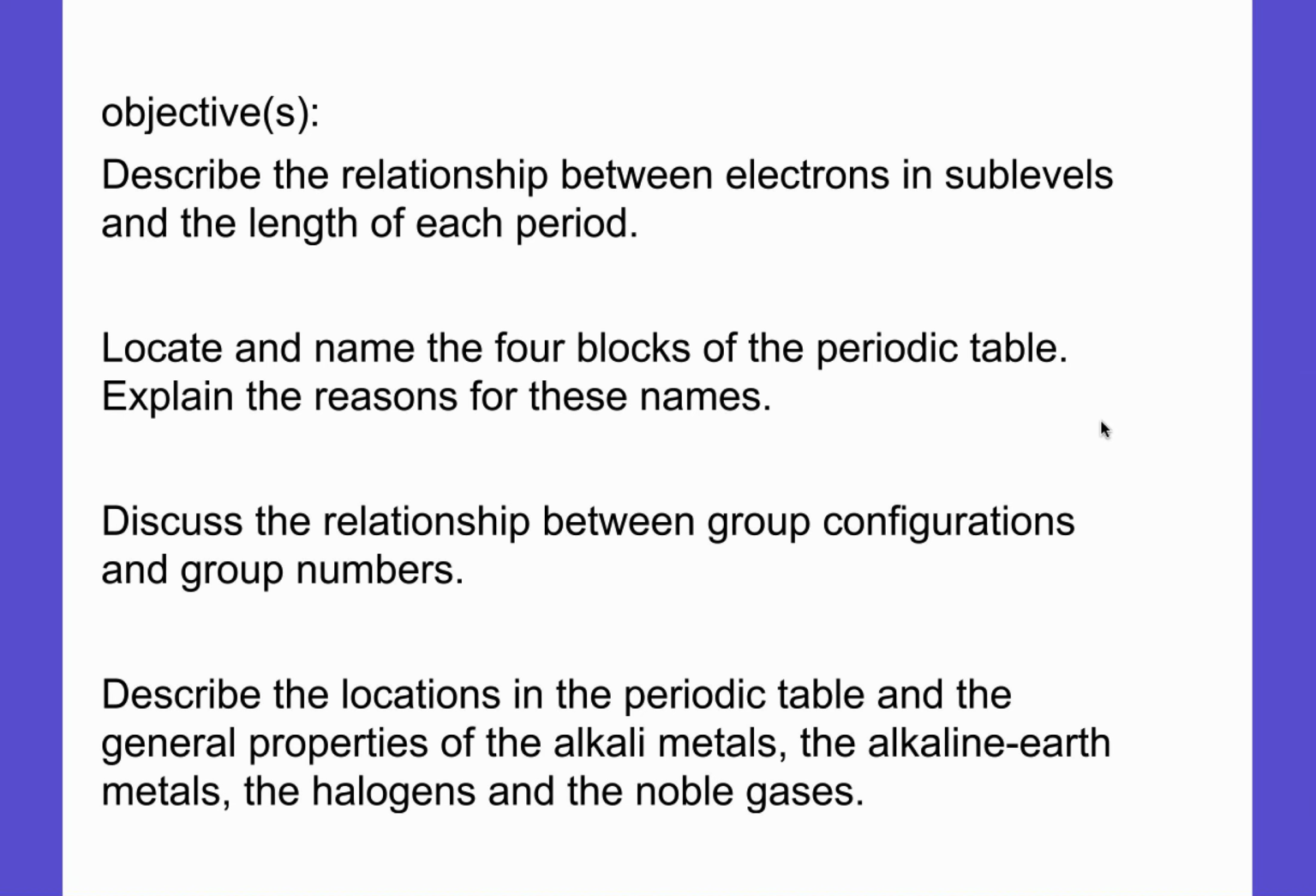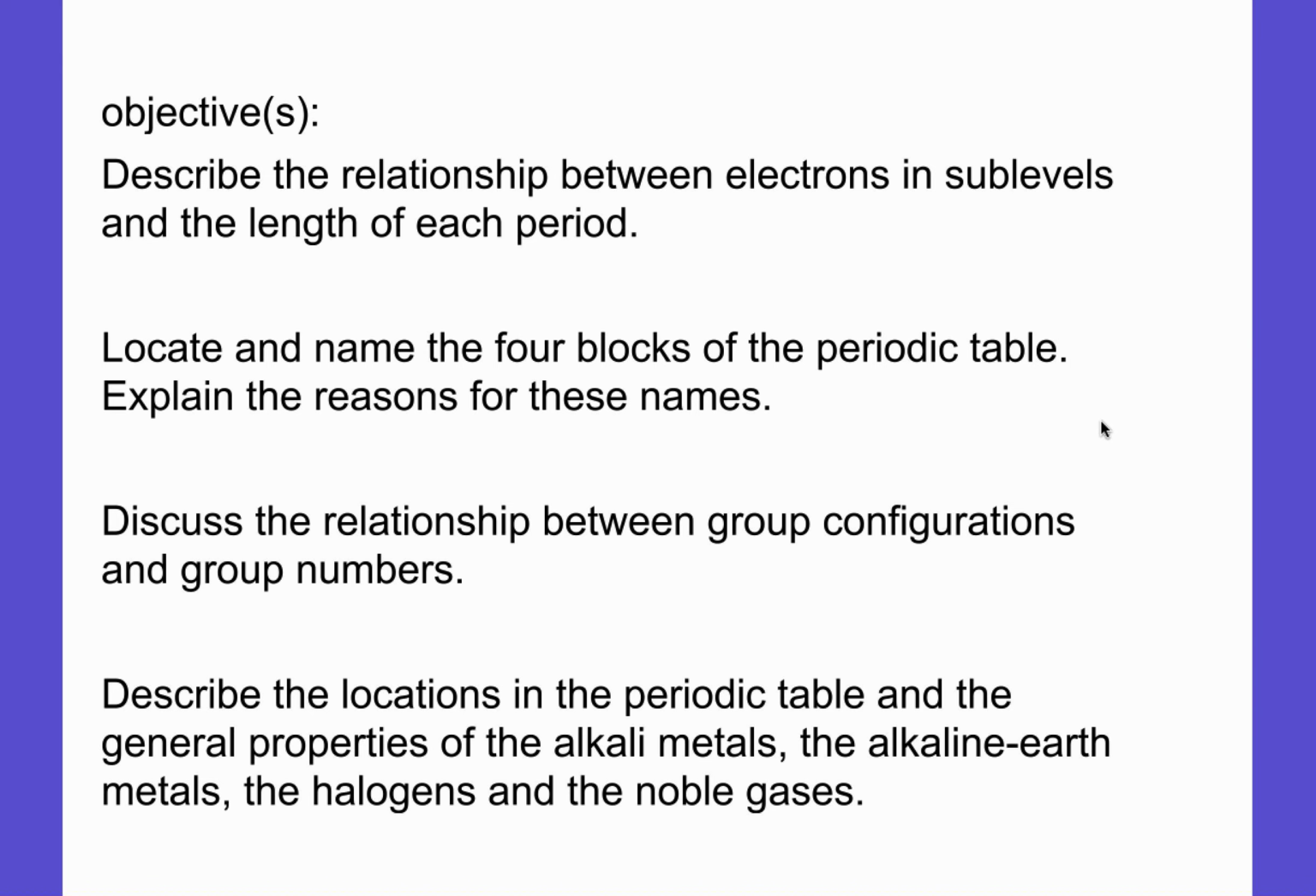All right, so these notes are covering section 2 of chapter 5 in chemistry. Again, we're continuing talking about the periodic table, some different things that you're supposed to be able to look for and see. So there's a relationship between electrons and its sublevels and the length of each period. We talked about that last section. But we're also going to be able to talk about those 4 different blocks.